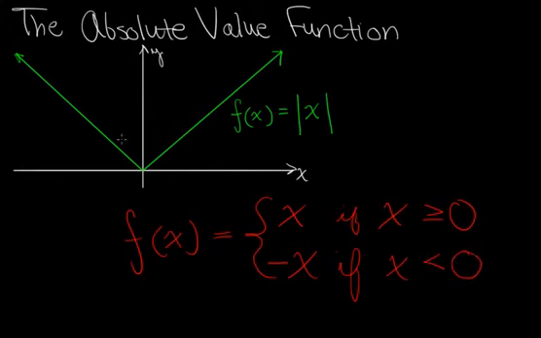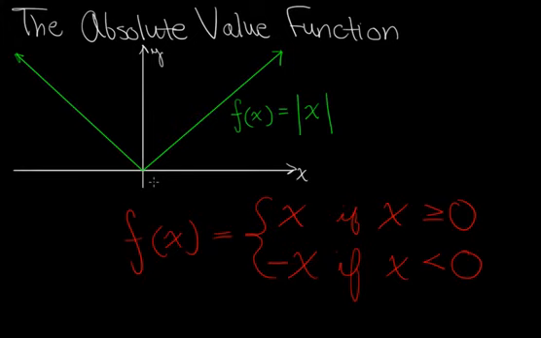Because we have a negative slope here, so we need negative x, and we have a positive slope here, so we need positive x. And it's both at 0 because it's at 0 where they change. So that wasn't too hard. And you can use this in a bunch of ways.